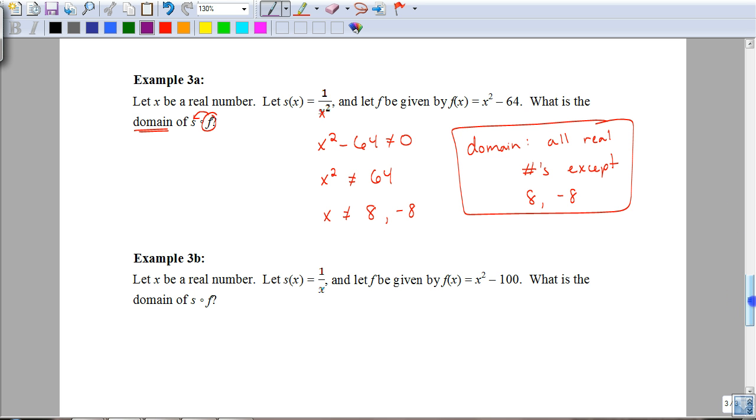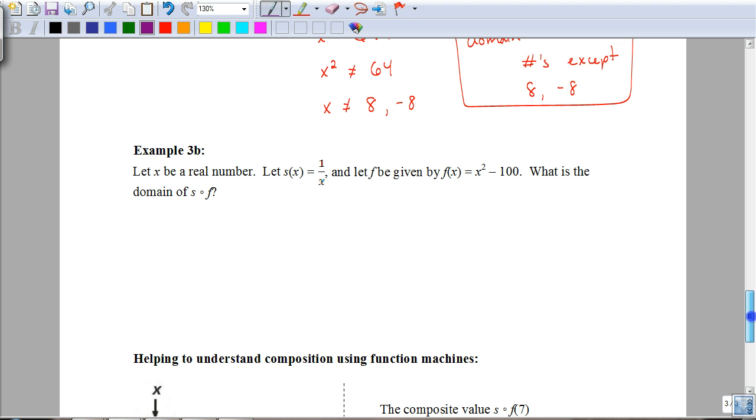Okay, why don't you guys try this next one on your own? So pause the video and then play the video when you're finished to check your answer. Okay, so let's see how you did. So this is saying s of x is again 1 divided by x, and function f is x squared minus 100. What is the domain of s following f?